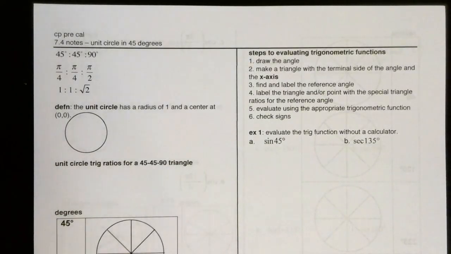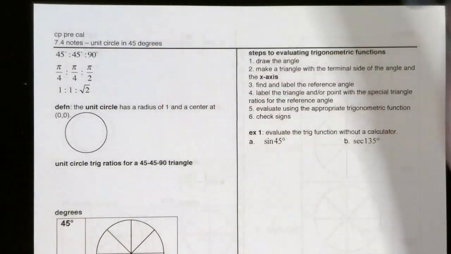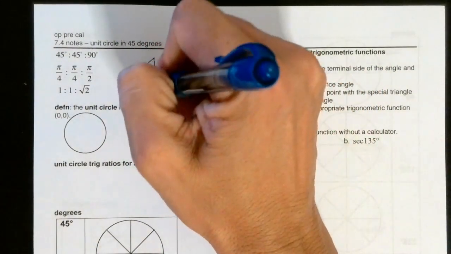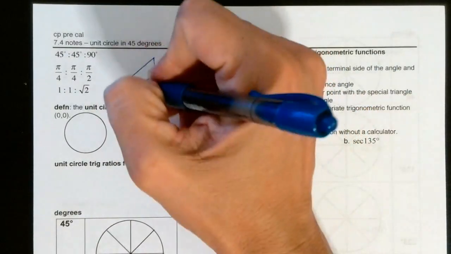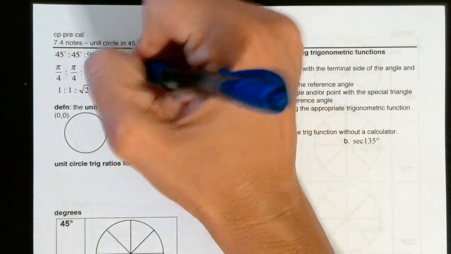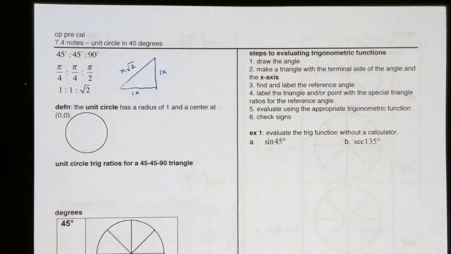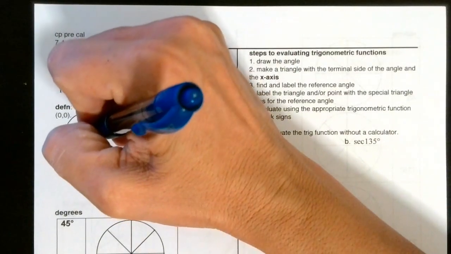Hi guys, so today we're doing 7.4, which is the unit circle in 45 degrees. We've already seen this a little bit when we did our 45-45-90 triangles and the ratio of those. Our ratio was 1x, 1x, 1 square root 2, or x root 2. So we have that 1, 1, square root 2 ratio. Well, today we're expanding on that and going to do something a little different.